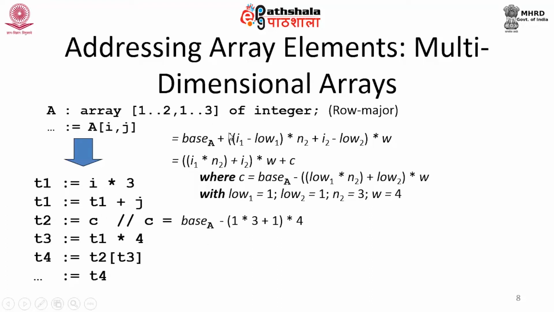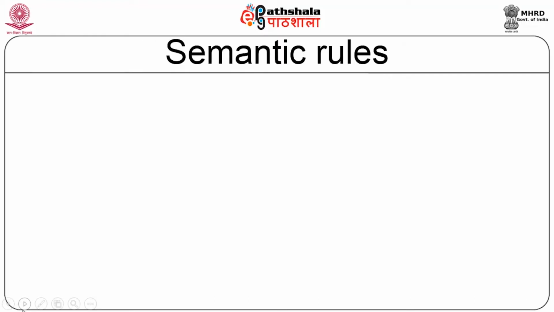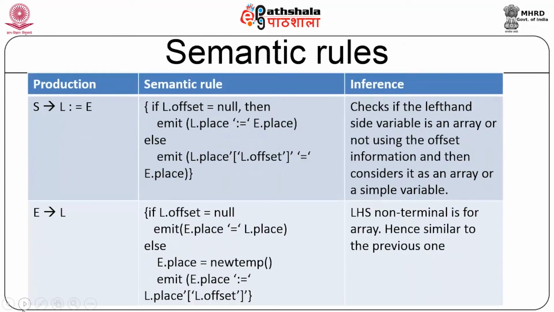So, this has been now converted to a recursive expression, that is what we have already seen, and this recursive expression is incorporated in the semantic rules of generating 3 address code for arrays. So, let us look at it sequentially. I have also added inference here because this is very difficult to comprehend. Say for example, you have S produces L, this is your first production, S produces L colon equal to E.